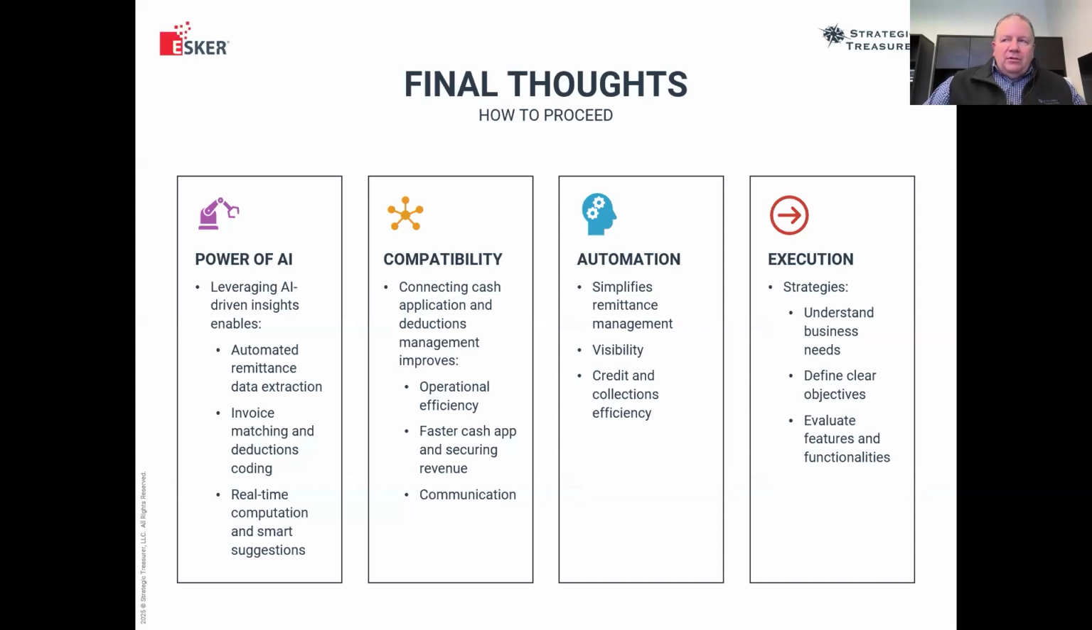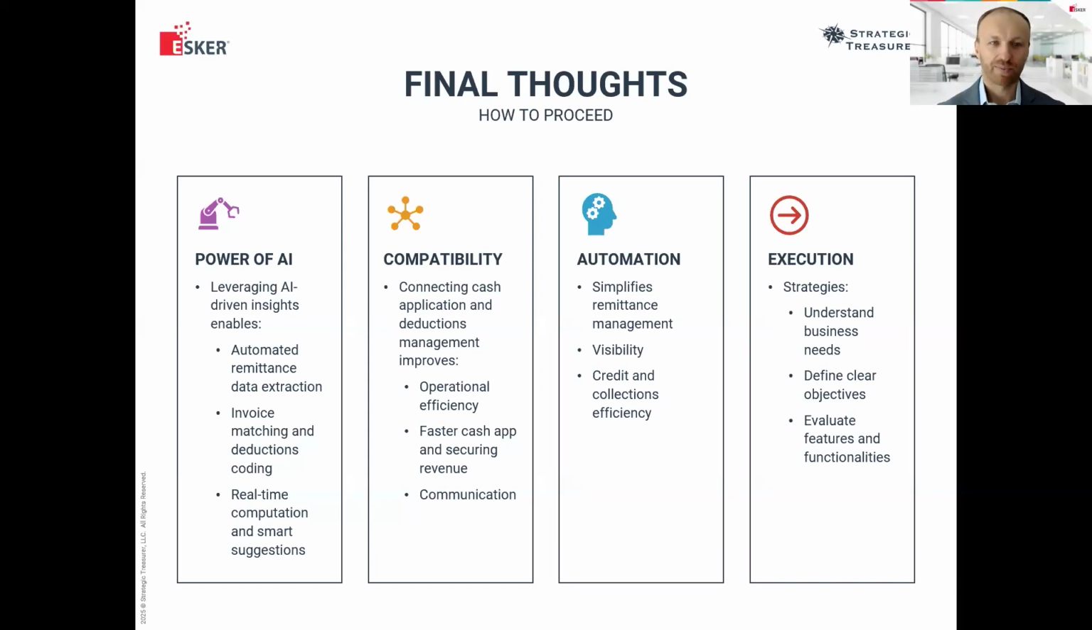And so faster cash application lets you have a better relationship. You get paid faster, it's applied faster, it supports the relationship. And so this idea of compatibility helps with effective communication, and I think everyone can see how important that is. Mm-hmm. And next is automation.